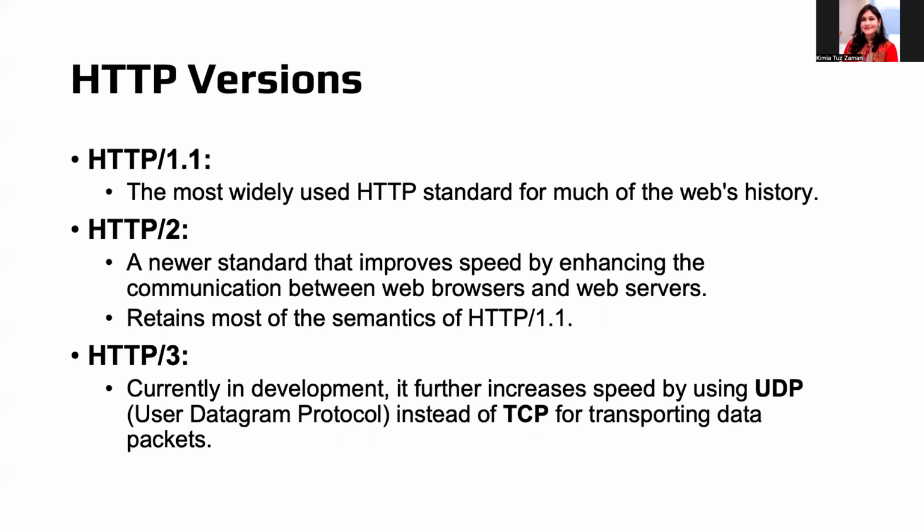Let's talk about the different versions of HTTP. For most of the web's history, HTTP/1.1 has been the standard. It has served us well, but has some limitations, especially in terms of speed. More recently, HTTP/2 has been adopted by many websites to address the speed concern. HTTP/2 maintains the core concepts of HTTP/1.1 but enhances the speed of communication between browsers and servers, making web pages load faster. Looking ahead, HTTP/3 is currently in development and promises even faster communication by using a different underlying protocol called UDP instead of TCP. But for now, we will focus on the basic HTTP workings that are common across all these versions.